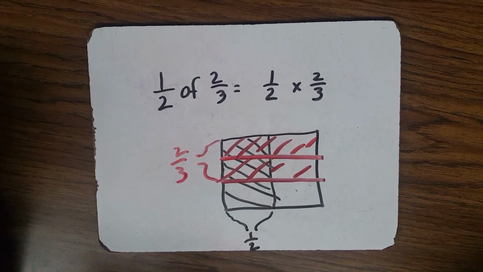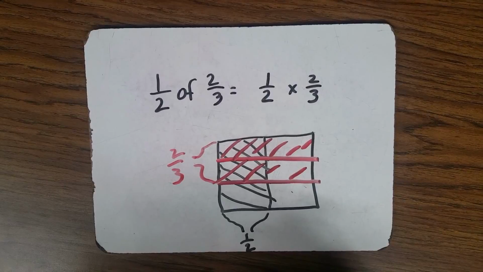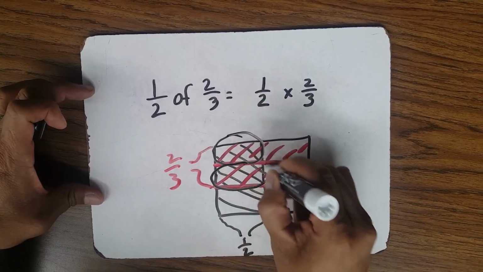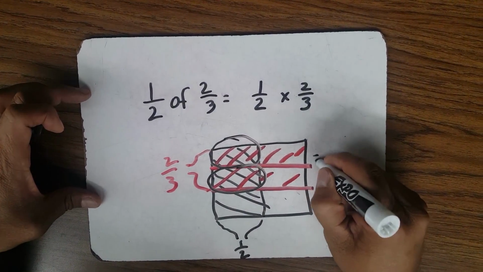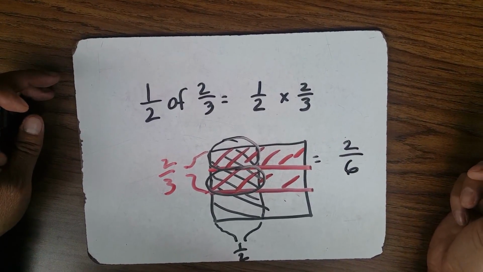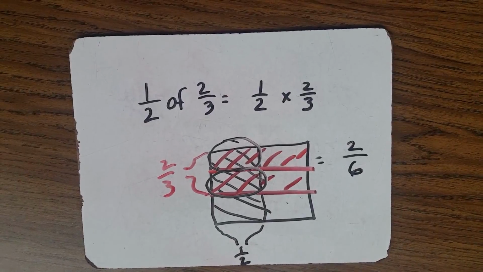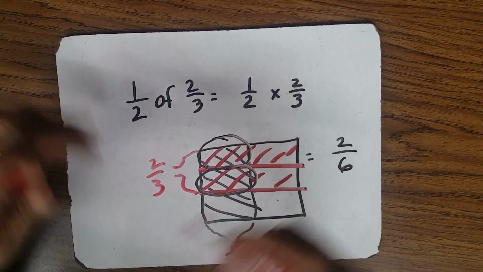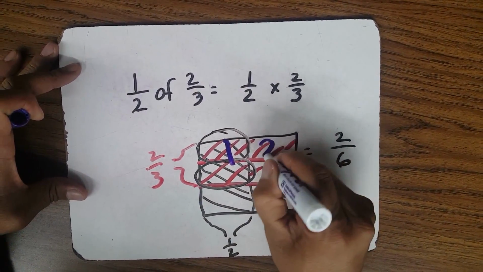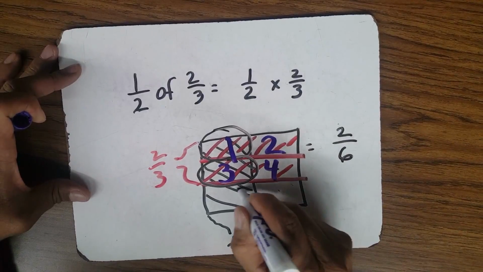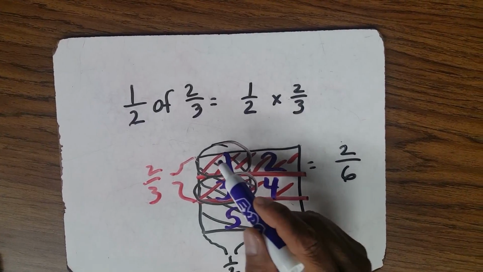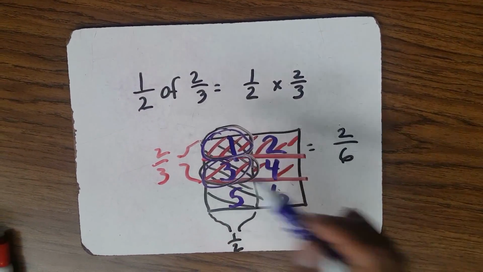And the ones that connect is what we get as an answer, which is that one, which equals 2/6. How do we get 2/6? Well, if we count every single box, 1, 2, 3, 4, 5, 6, we have a total of 6. So the ones that cross was 2/6.